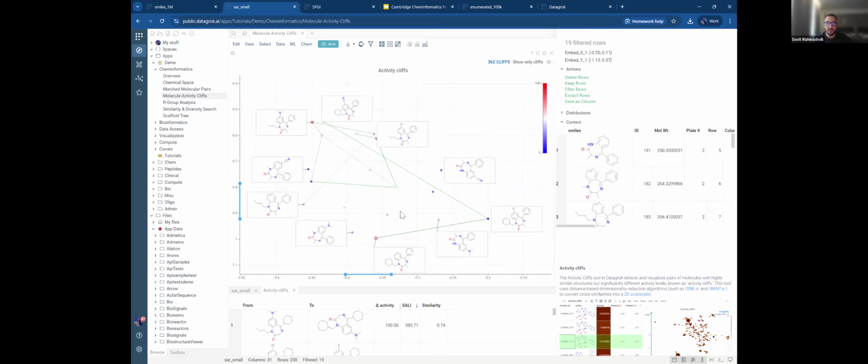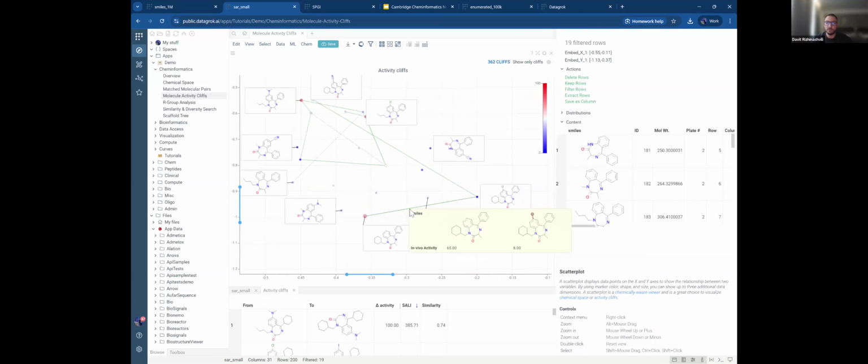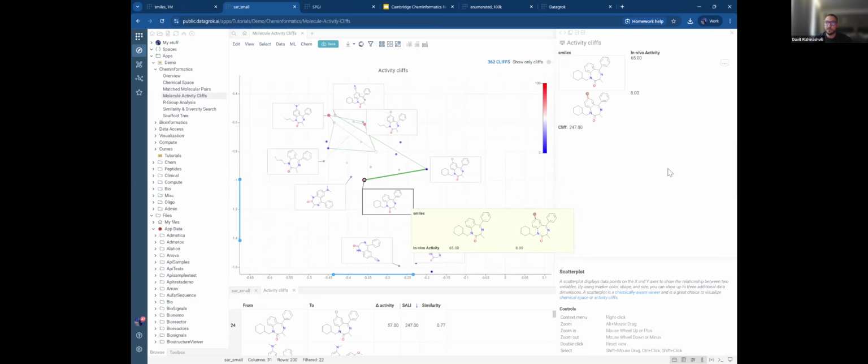So I can zoom in somewhere here. I can just hover over the line. It's going to show me the difference. Just click on the line, and the same difference is going to be shown on the context panel here.